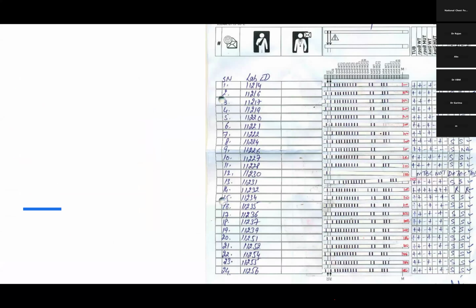So if you look at the first one, CC is present, AC is present, and TUB is present. And then if you look, the wild types are present and MUTs are absent. So this is a sensitive sample. So this is how you read the sample.